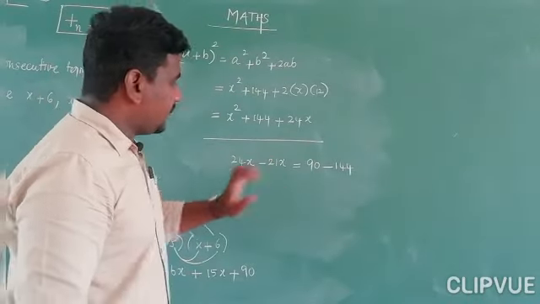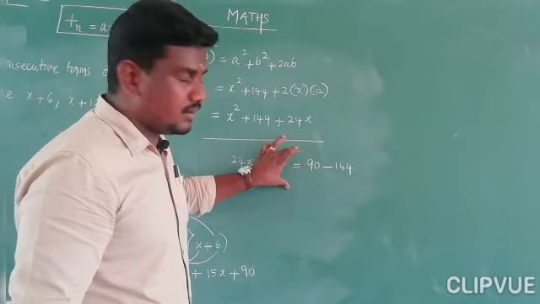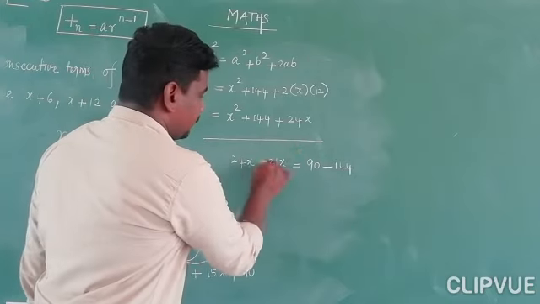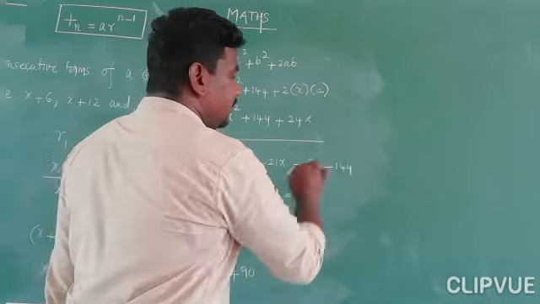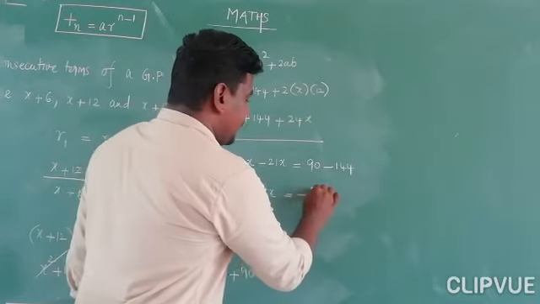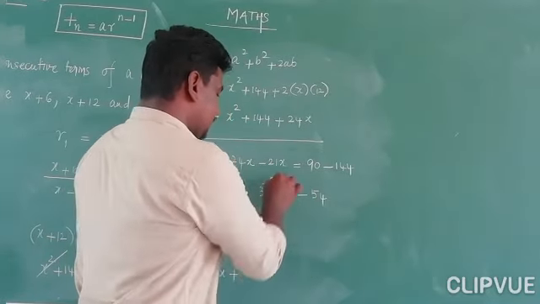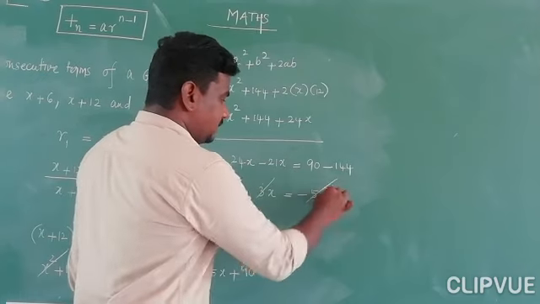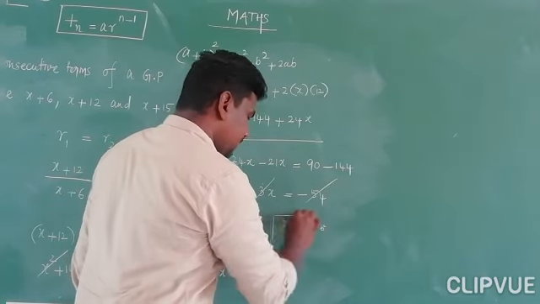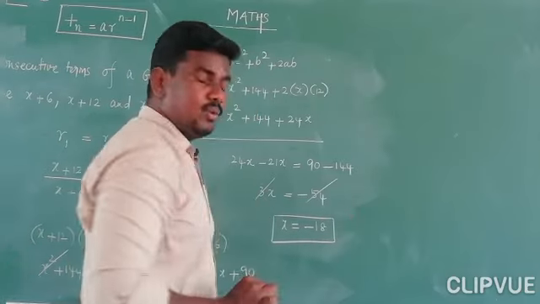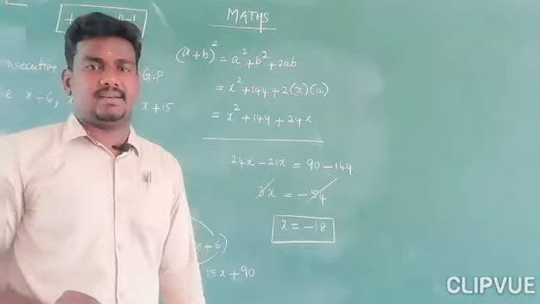So 24x minus 21x, you know that they are like terms, so we can simplify. 24 minus 21 gives 3. 3x is equal to 90 minus 144. So we get minus 54. You can cancel them: one time 18, times. So x is equal to minus 18. So the value of x is equal to minus 18.